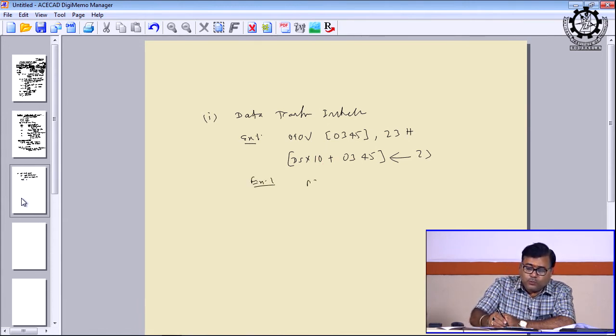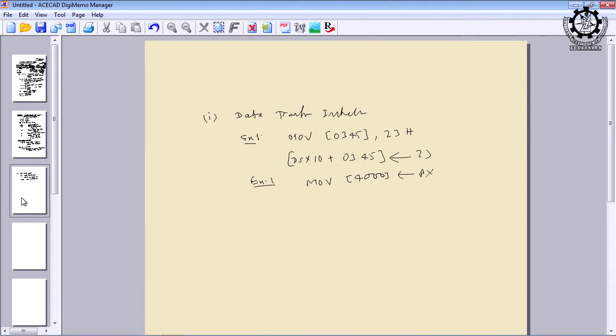Example 2, MOV [4000], AX. What is the meaning of this? Yes. So, this time we have a 16-bit register. So, AL will be stored in 4000 and in 4001 the AH value will be stored. Is it okay?